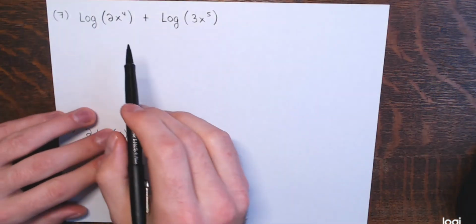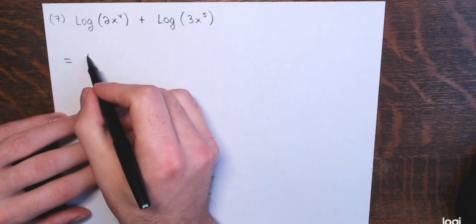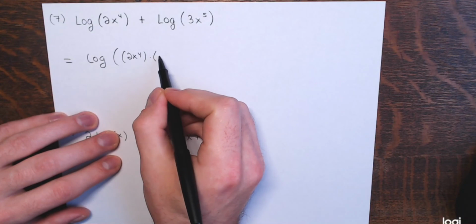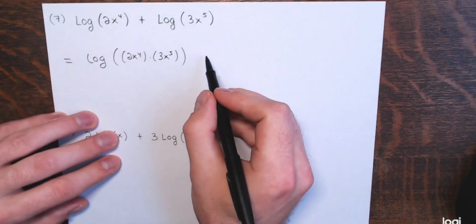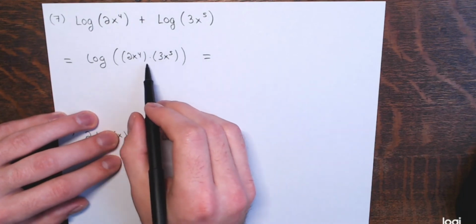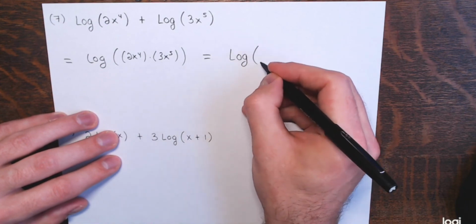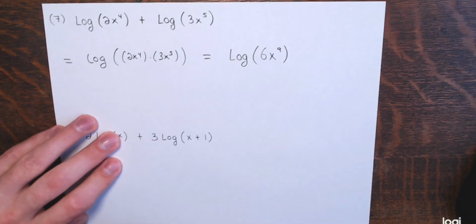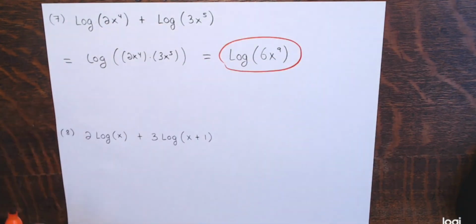So example 8, real simple. This is just going to be the log of 2x to the fourth times 3x to the fifth, and of course you should be simplifying things. 2x to the fourth times 3x to the fifth would be 6x to the ninth. So this is equivalent to the log of 6x to the ninth. And there we go. I mean, that was a simple one because there was just a sum of two logs. No power rule to use, no quotient rule to use.